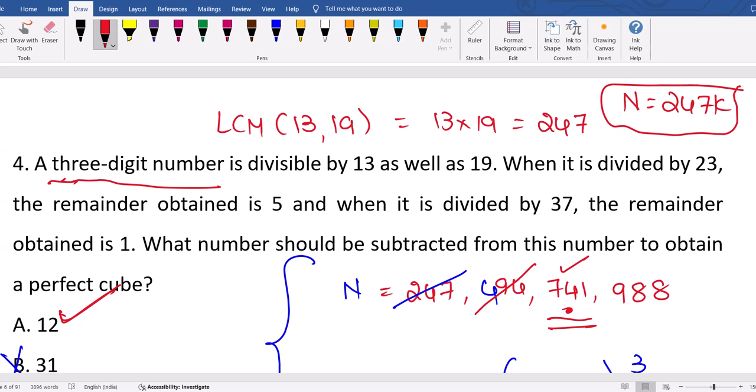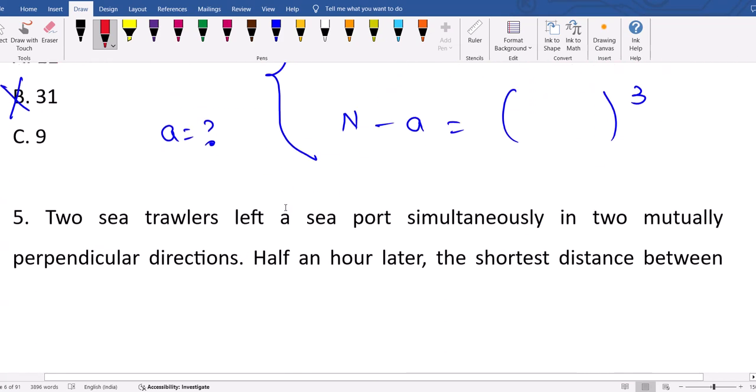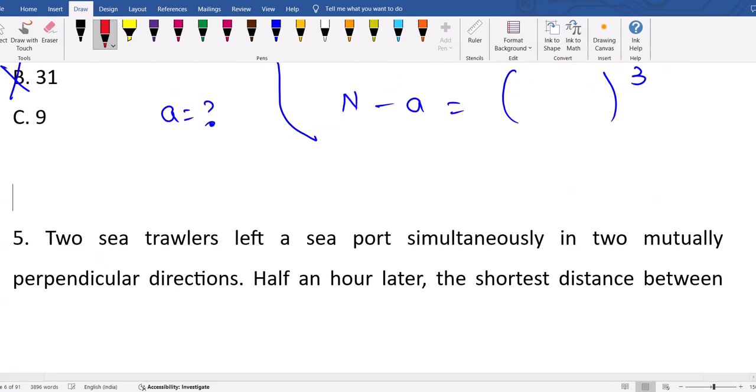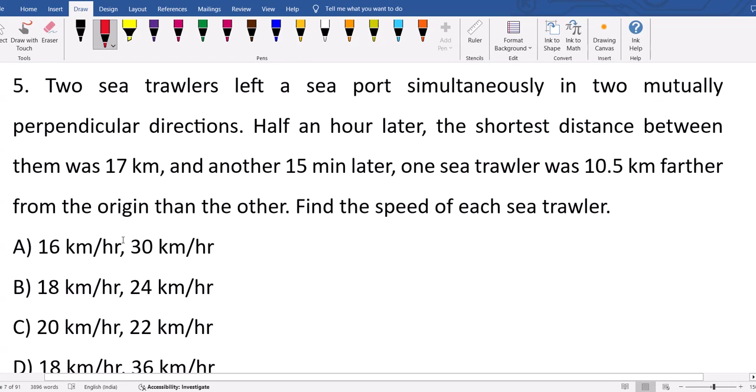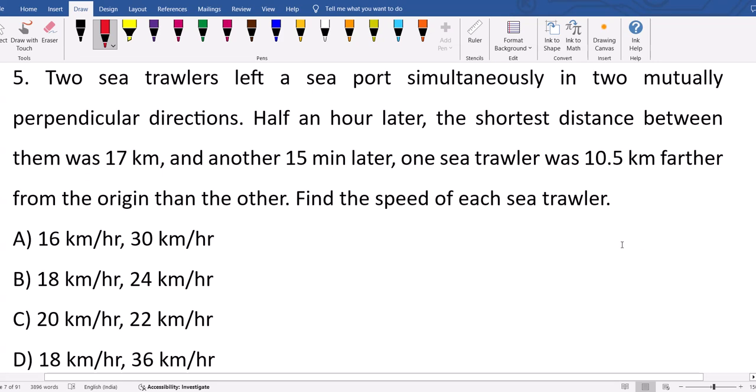I need to check two more conditions. All those are satisfied for 741. Right. Next one, fifth question. People know time and distance. Okay, but here options are also given. I'm showing all options here. Now, this is a good question.